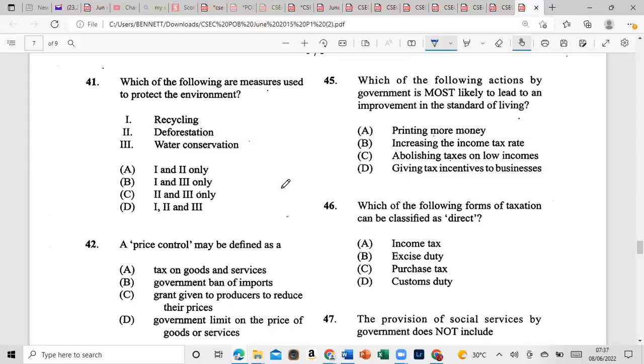Which of the following measures is used to protect the environment? A, recycling, B, deforestation, C, water conservation. What do you guys say for that?